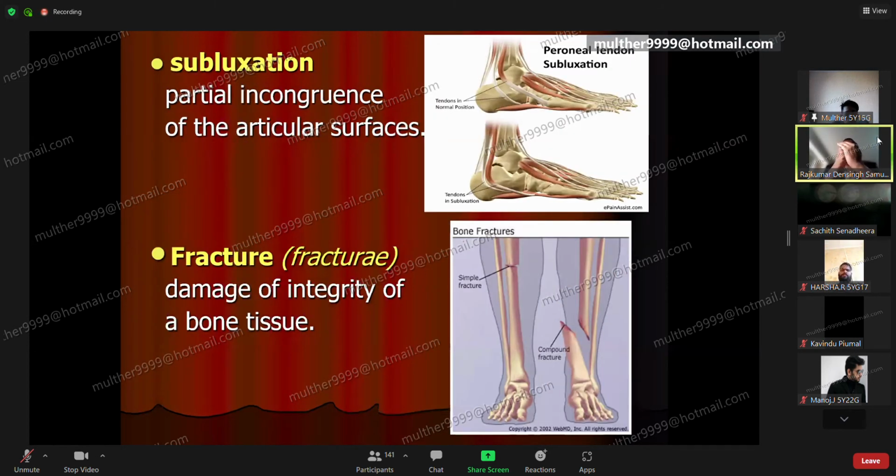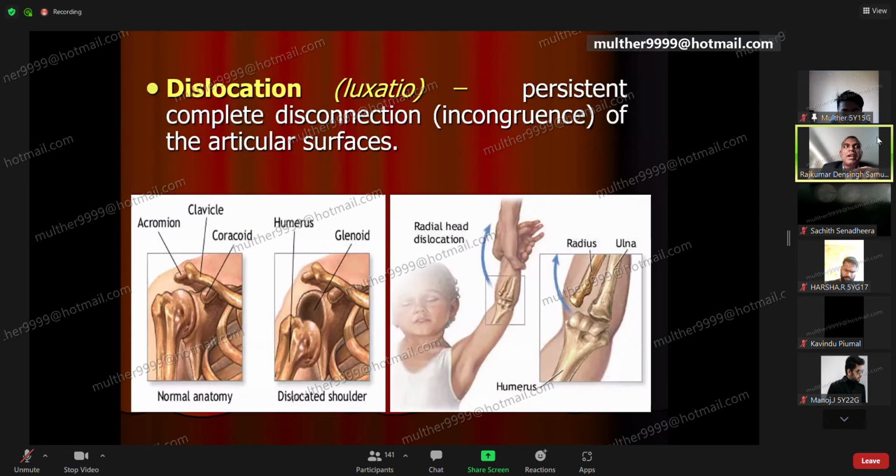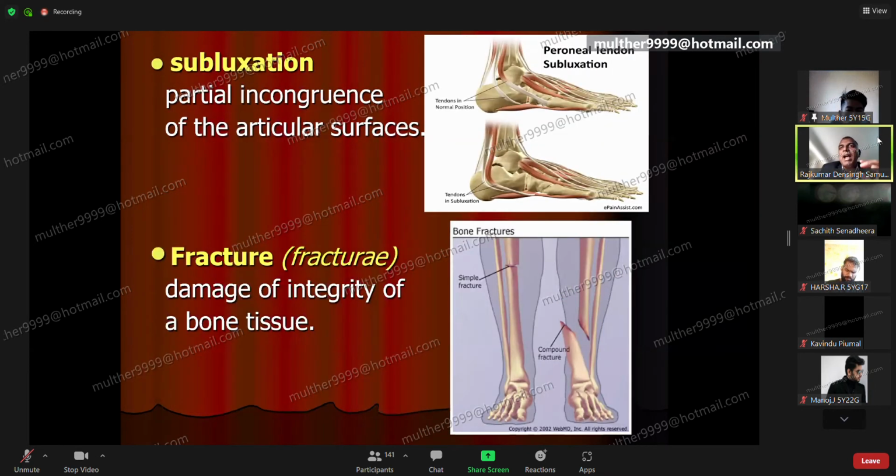Next, when there is a partial loss, where it was like this before and it partially came out of the joint, we call it subluxation. So dislocation and subluxation happen only in the joint. They do not happen anywhere else. I hope you understood the difference between fracture and dislocation, doctors. Do you have any questions?